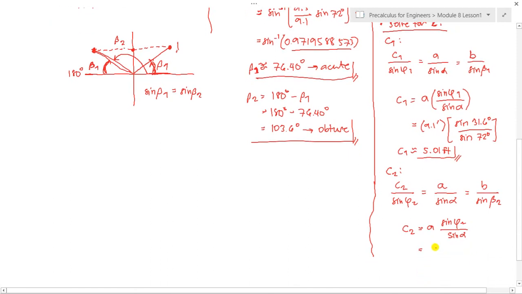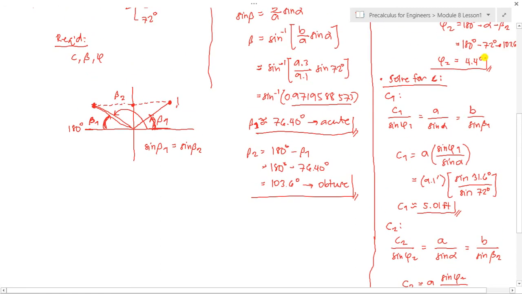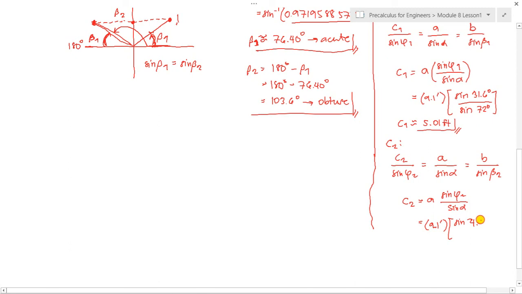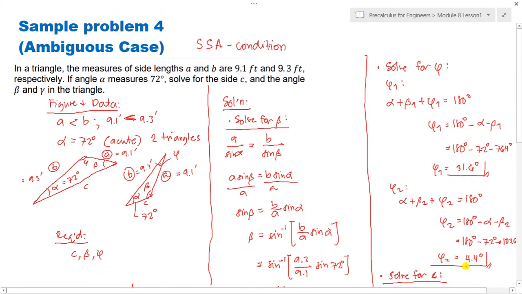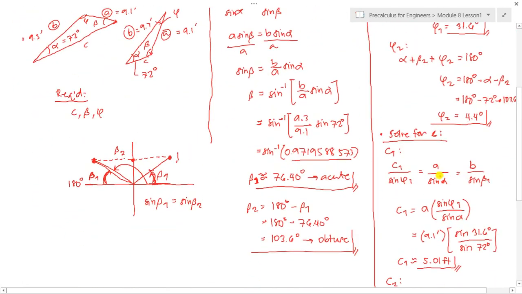Then plug in the values. For A, 9.1 feet multiplied by sine gamma 2, that is sine 4.4 degrees, all over sine alpha, that is sine 72 degrees. So simplifying, C sub 2 is equal to 9.1 times sine of 4.4 all over sine of 72, that is equal to 0.73. C sub 2 is 0.73 feet. So therefore we got it. Two triangles can be generated here, so be careful about the nature and type of triangle in the problem.